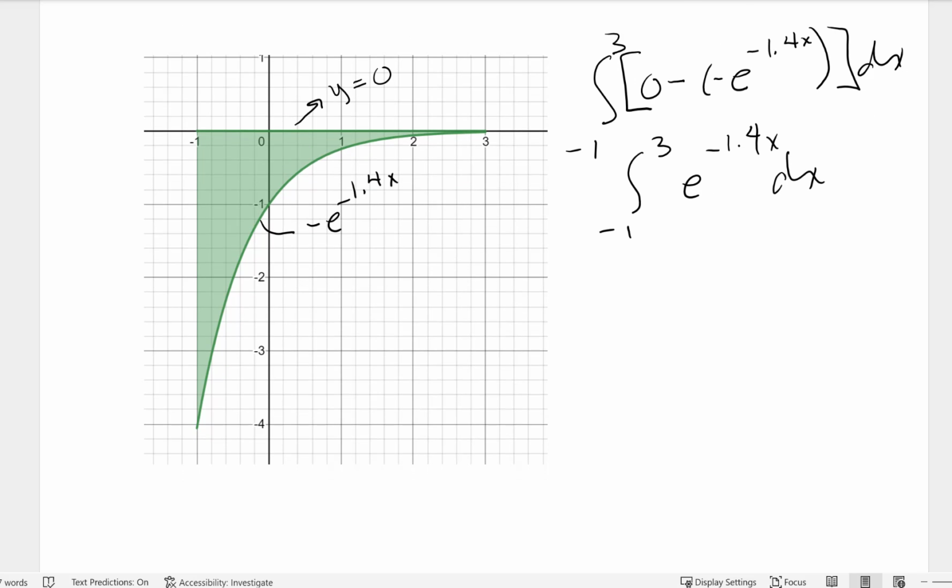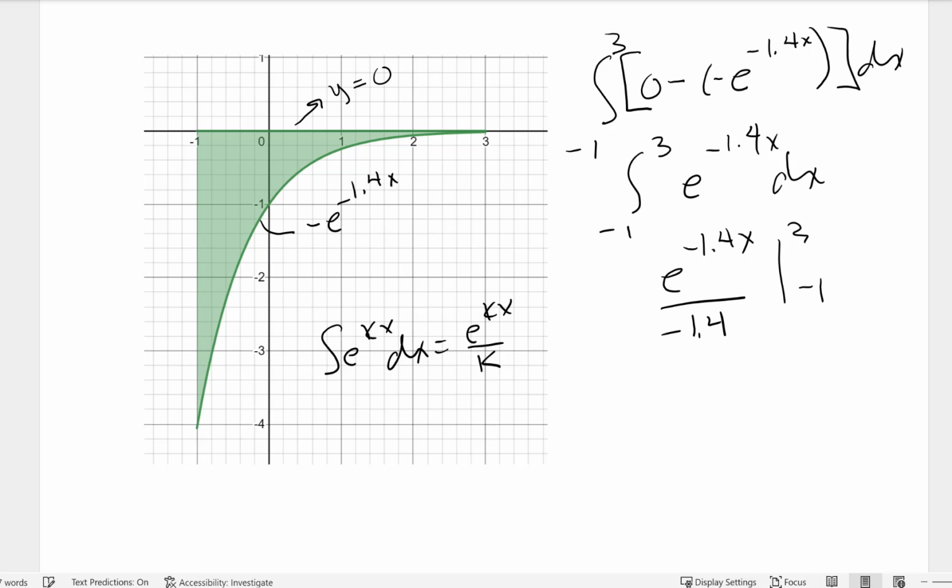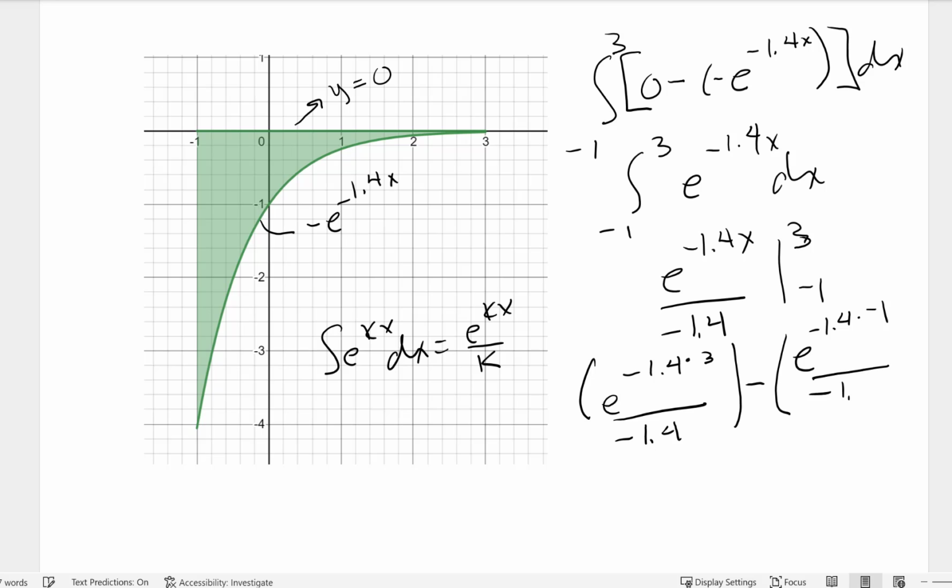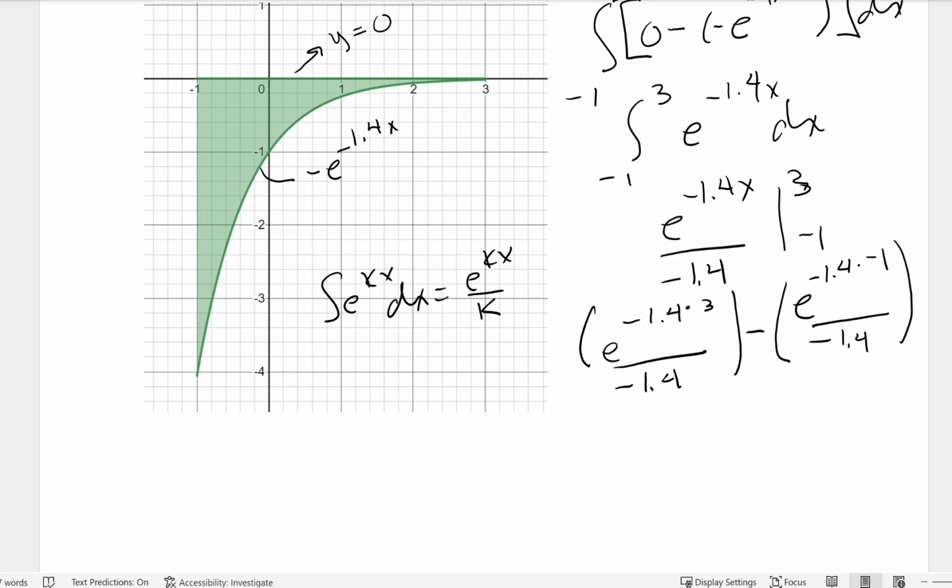I'm hoping you remember we have a little shortcut here for this integration. I gave you this e to the kx dx is equal to e to the kx over k. So I can make this integration e to the negative 1.4x divided by negative 1.4, from negative 1 to 3. So I'm going to plug in the 3, e to the negative 1.4 times 3 over negative 1.4 minus, plug in negative 1, e to the negative 1.4 times negative 1 over negative 1.4. I'm going to throw this all into the calculator. I'm not going to leave the e at all. I'm going to go straight to an approximation.